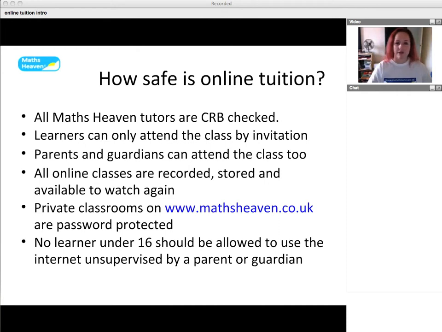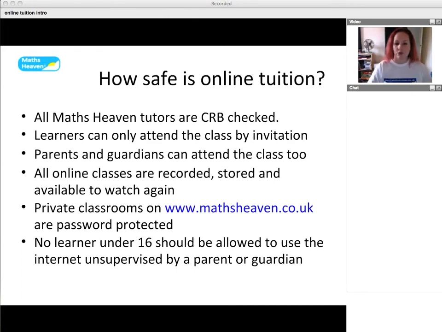If you book a series of lessons with Maths Heaven, you can get a private classroom on mathsheaven.co.uk. Those classrooms are password protected and you'll be able to see your bookings for the lessons in the future, and you can see exactly what is planned to be studied in those lessons. Those classrooms are password protected, so nobody else can wander in and have a look at what you've been doing.